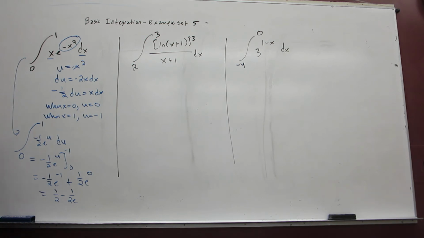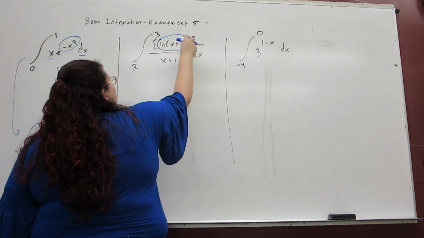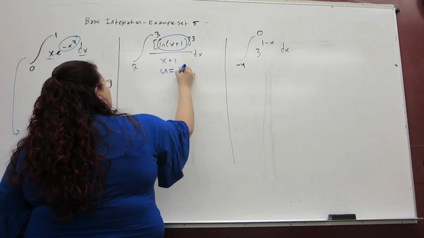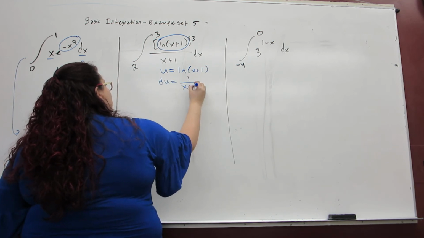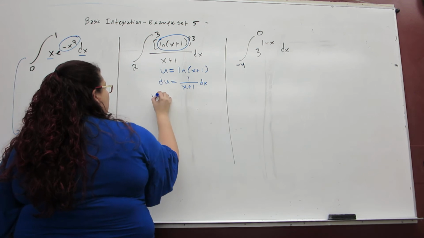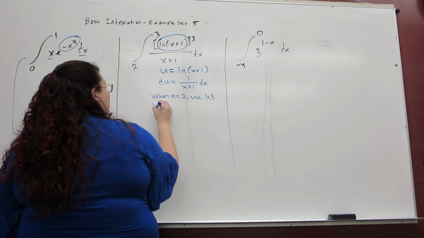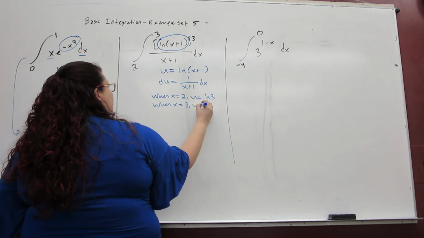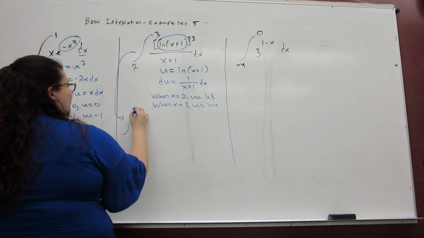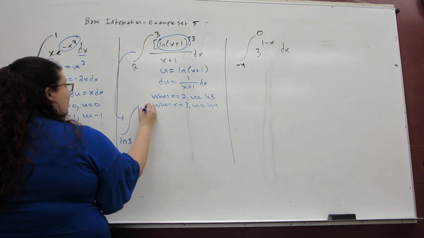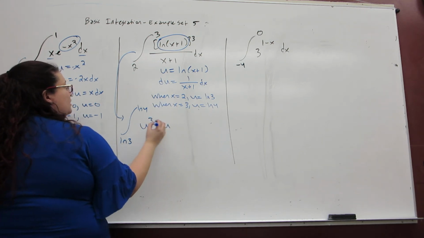For our second example, again, it is going to be u substitution. I'm going to let u be the inside of this exponent. So u equals ln of x plus 1. Then du is 1 over the inside, so 1 over x plus 1 dx. And when x equals 2, u is ln of 3. When x equals 3, u is ln of 4. So my integral then becomes from ln of 3 to ln of 4 of u cubed du.